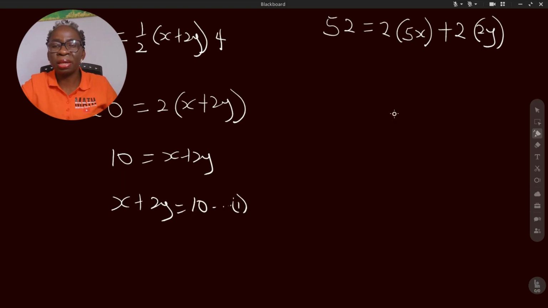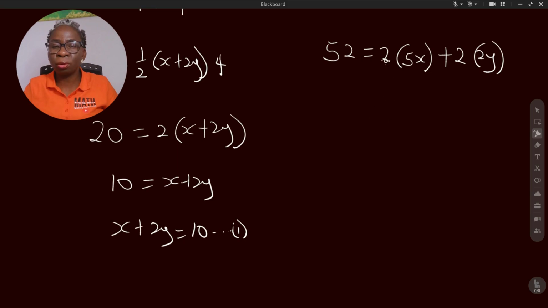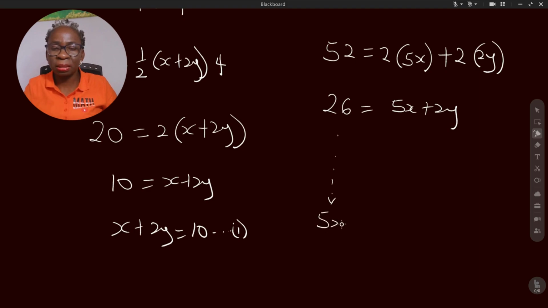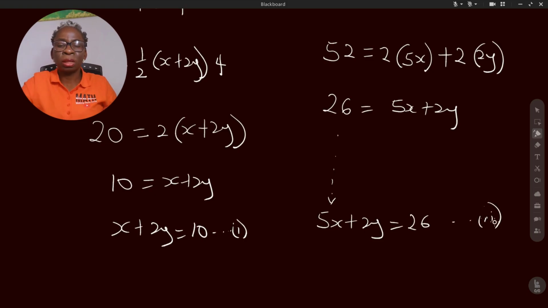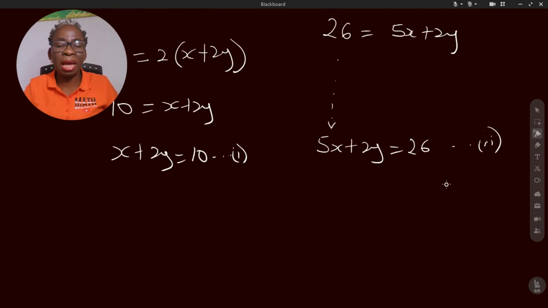Now let's simplify this other side too. Since we have 2 here, let's divide through by 2 so that we will have 26 equal to 5x plus 2y. That means 5x plus 2y is equal to 26. This is equation 2. Now, we realize that y has 2 as the coefficient here. Y also has 2 here, so we can just subtract.